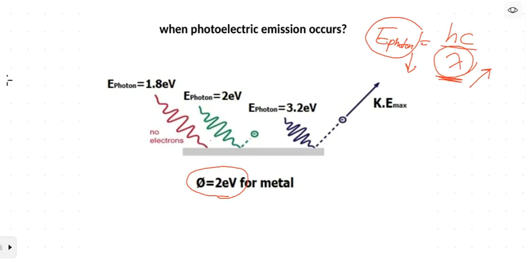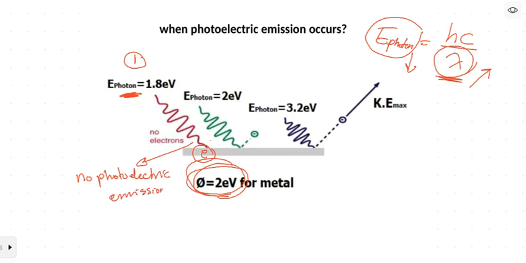So here in the figure, I see three different types of photons directed to the same metal. In the first case, the energy of the photon is 1.8, and the work function is 2, which means this photon is a weak photon. The energy is not enough, because at least how much we need? We need 2 electron volt. So the electron, which is here, does not leave the surface. No electrons will be emitted. So here we have no photoelectric emission. Even if we increase the intensity, no electrons will be emitted, because this photon is useless. It doesn't lead to photoelectric emission.